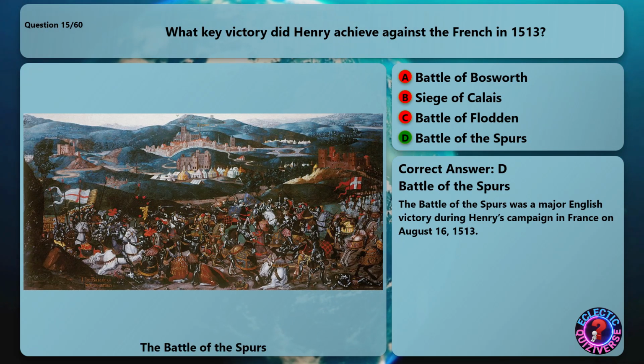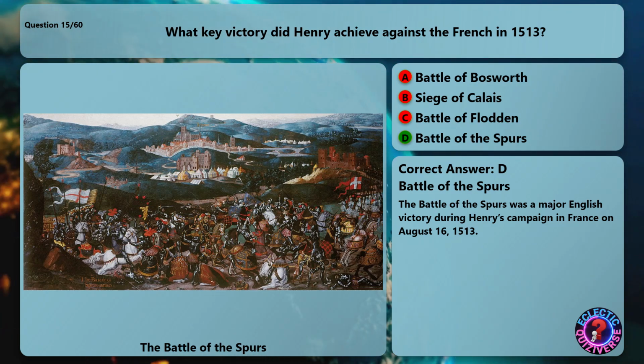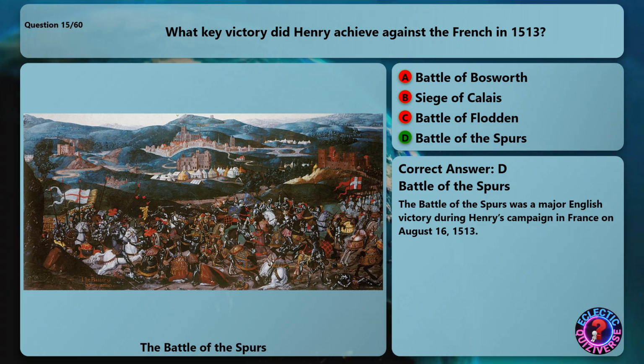The correct answer is Battle of the Spurs. The Battle of the Spurs was a major English victory during Henry's campaign in France on August 16, 1513.